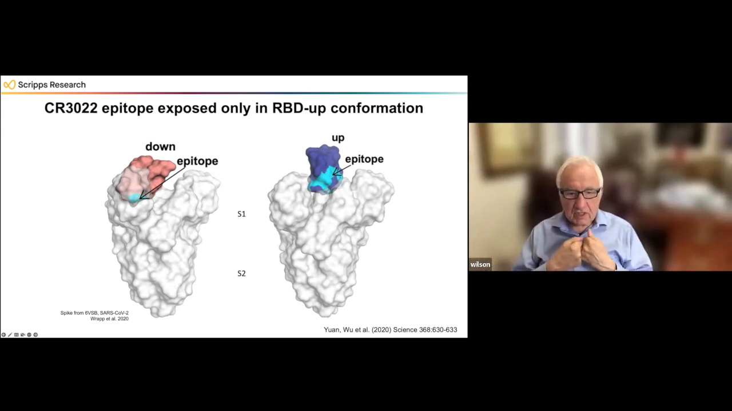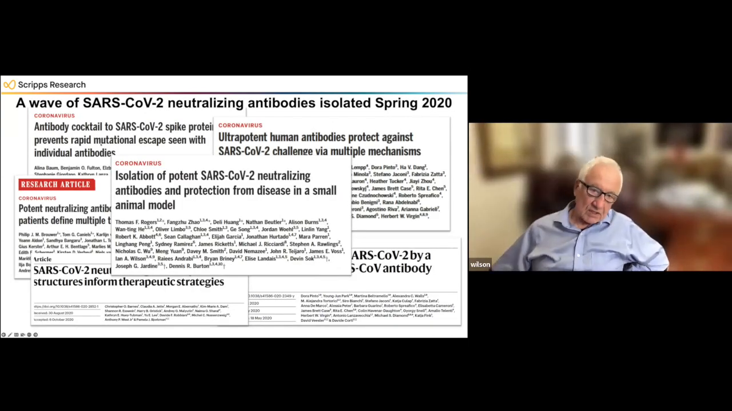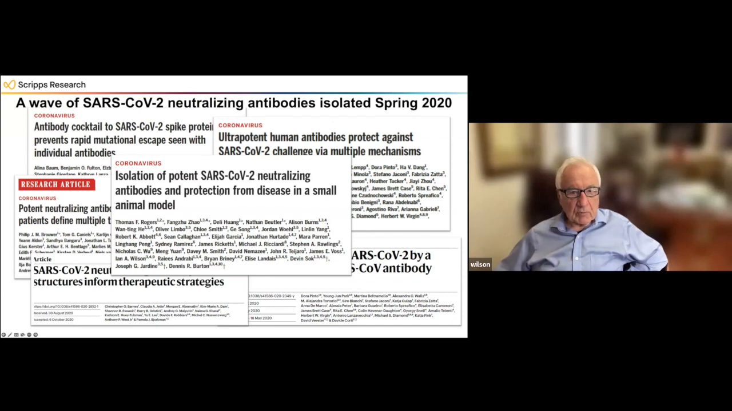The whole world started working on this, and lots of antibodies started to appear. And so here's a lot of papers that appeared in the spring time to early summer of 2020. And we collaborated with a number of different groups, including Dennis Burton's group here at Scripps, Rogier Sanders and Marie van Gils in the Netherlands, and a number of other different groups.